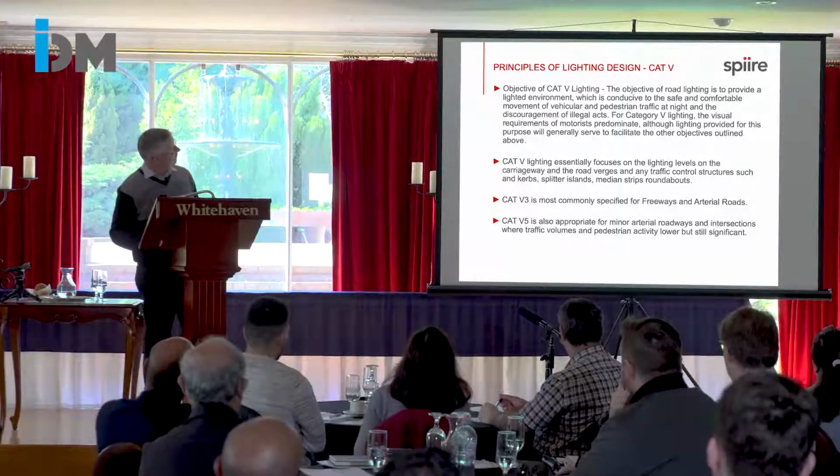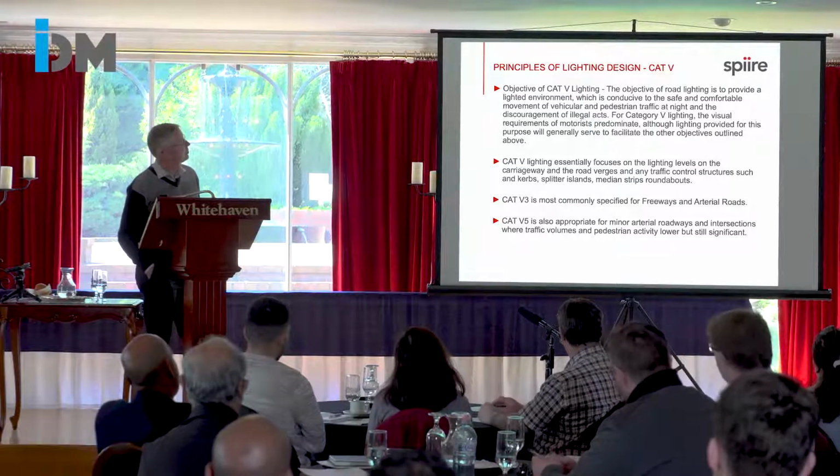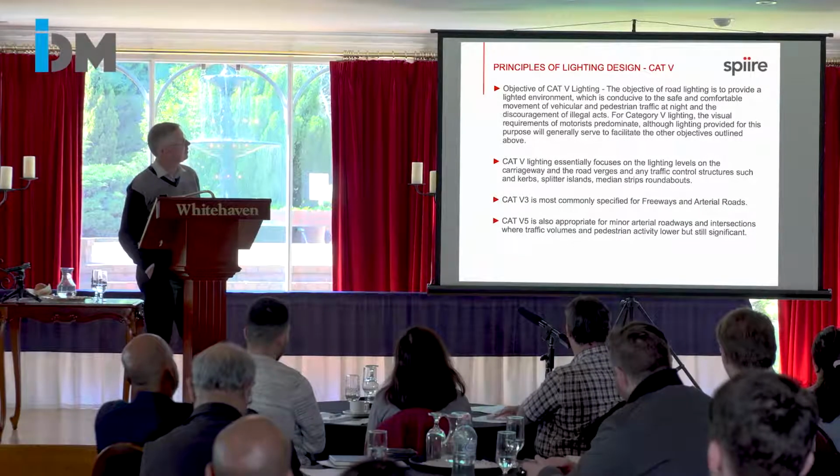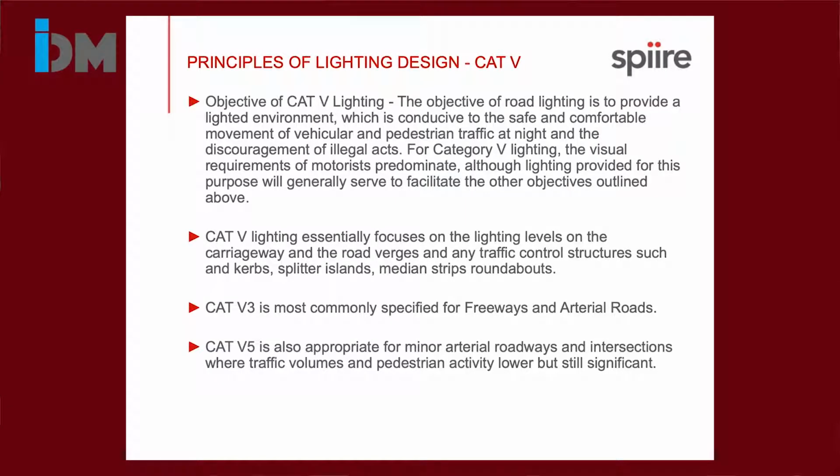The objective of Category V lighting is to provide a lighted environment which is conducive to safe and comfortable movement of vehicular and pedestrian traffic at night and the discouragement of illegal acts. In Category V lighting, the visual requirements of motorists predominate, although lighting provided for this purpose will generally serve to facilitate the other objectives outlined above. Category V lighting focuses on lighting levels on the carriageway and the road verges, as I discussed before, and also traffic control structures and curbs, splitter islands, median strips and roundabouts.